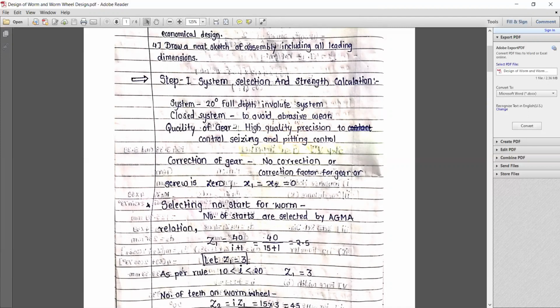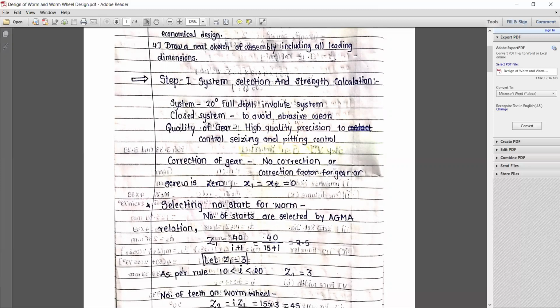About the quality of the gear, we need a highly precise quality of gear because, due to high temperature, there is a possibility of seizing as well as pitting. So to avoid this we need a high quality precise gear. About the correction of the gear, we have considered normal correction, that is, the correction of worm and gear is equal to 0.